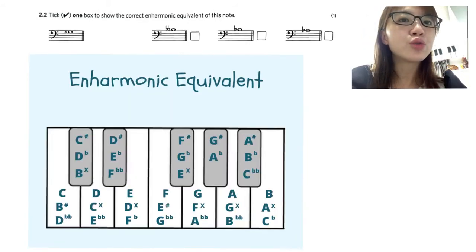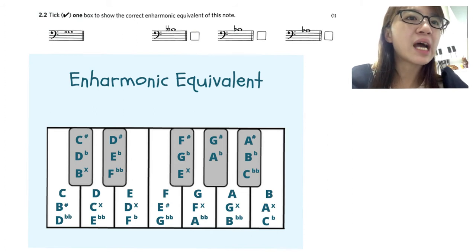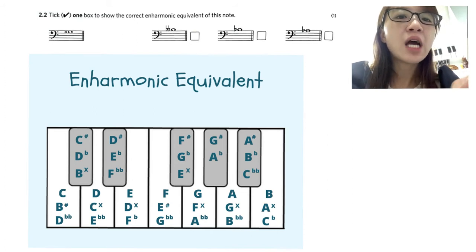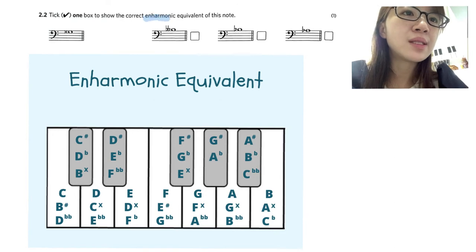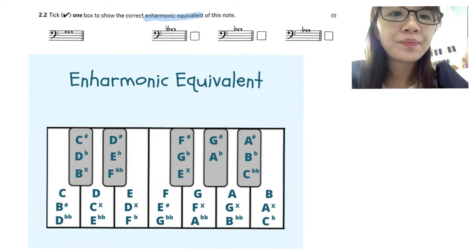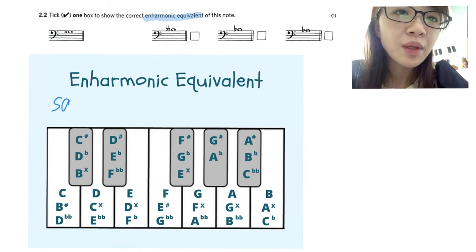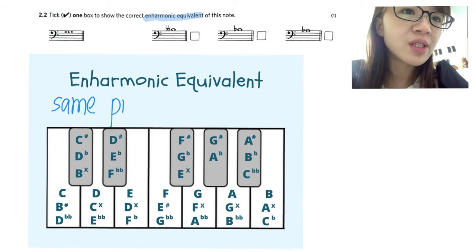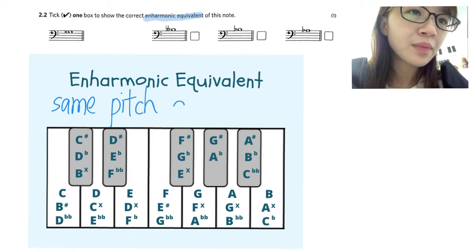Question 2.2. Tick one box to show the correct enharmonic equivalent. Enharmonic equivalent means the same pitch key with a different name. Different name.